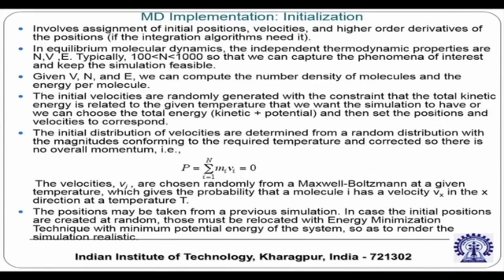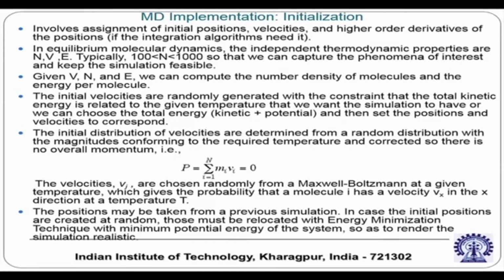Initialization. So for implementation this is what is important, it involves assignment of initial positions, velocities and higher order derivatives of positions. In equilibrium molecular dynamics, the independent thermodynamic properties are N, V and E. Typically N is between 100 to 1000, so we can capture the phenomena of interest and keep the simulation feasible. Given N, V and E, we can compute the number density of molecules and the energy per molecule.